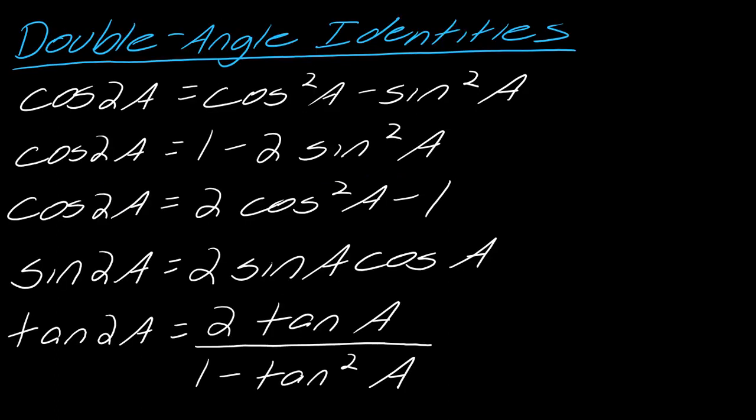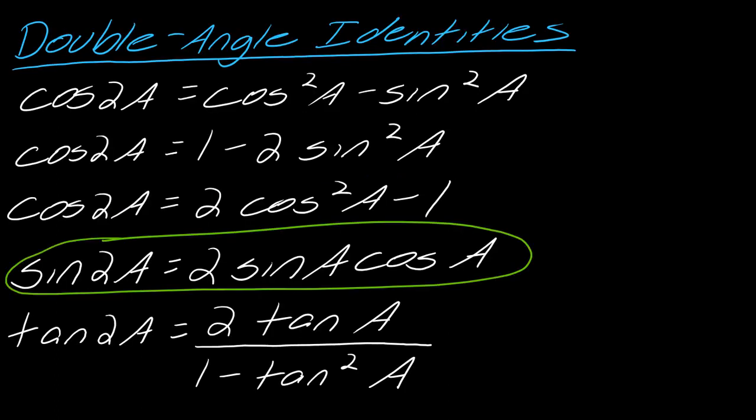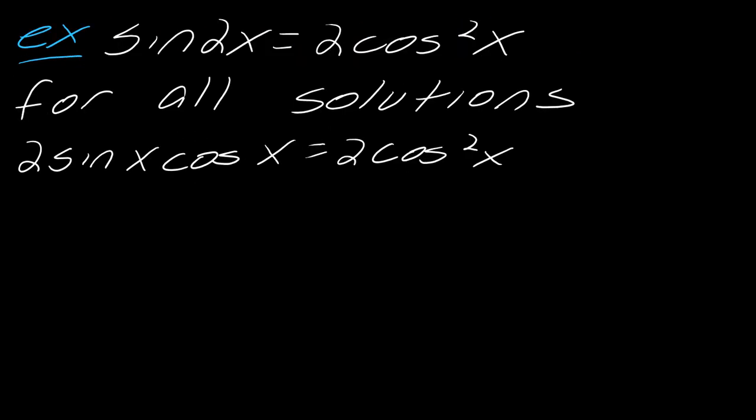Okay, so in this case, I'm going to use sine of 2a equals 2 sine a cosine a. I'm going to set this up as you see here. And now you might be thinking to yourself, okay, but I can't get everything in terms of one trig function. Here's the deal. You can't always get these to be in terms of one trig function. That's your ideal goal, but it's not going to happen with this one.